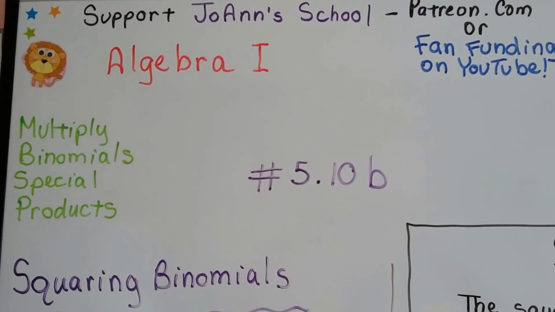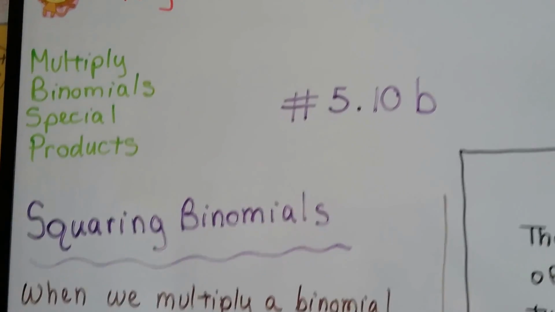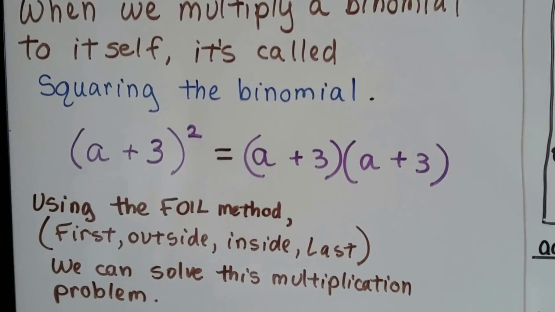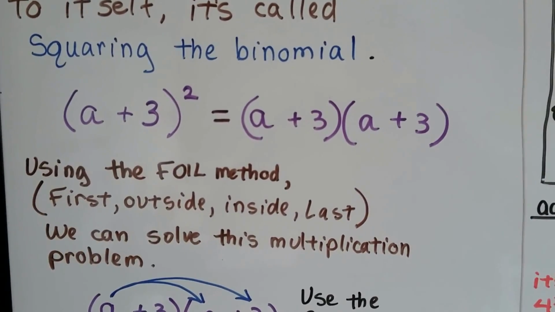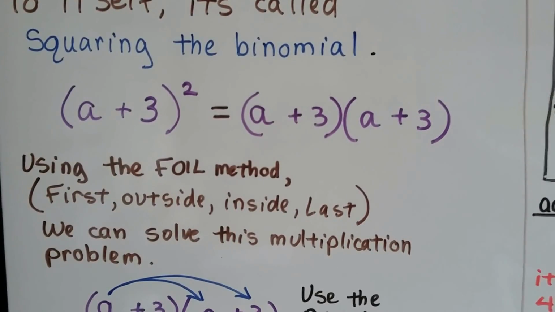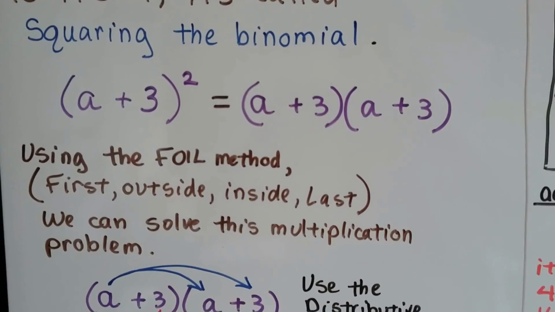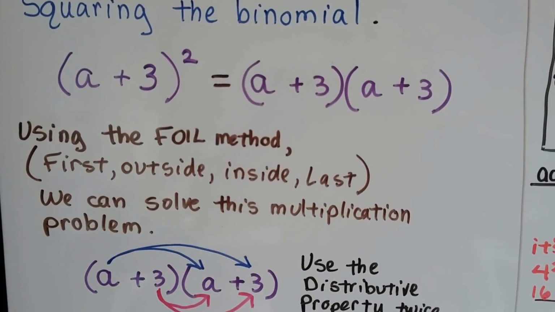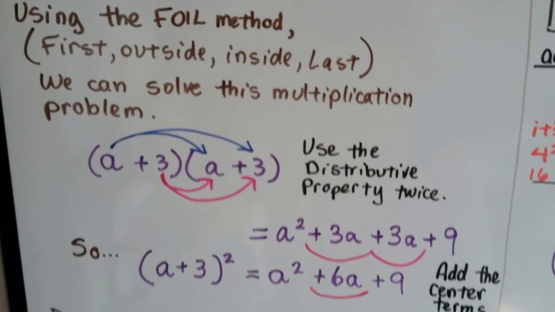Algebra I, number 5.10b, squaring binomials. When we multiply a binomial to itself, it's called squaring the binomial. If we have a plus 3 in parentheses with a 2 exponent, it's the same thing as a plus 3 times a plus 3. Using the FOIL method, first, outside, inside, last, we can solve this multiplication problem.